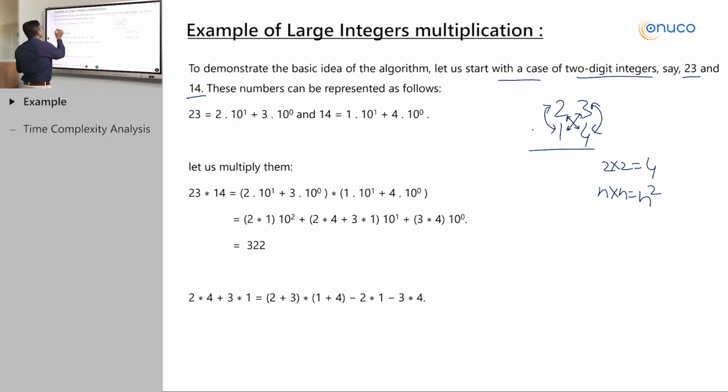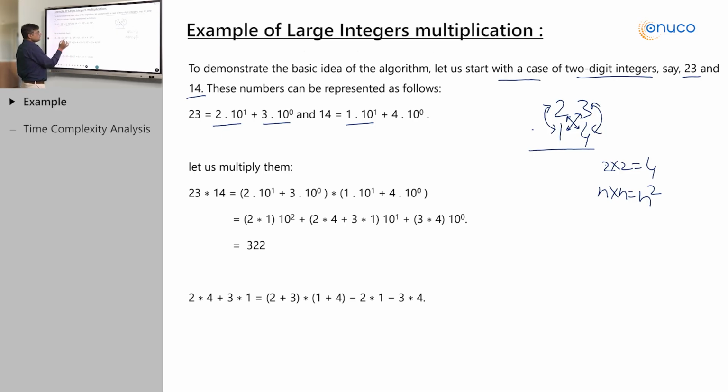How is it? This 23 can be written in tens place form: 3 into 10 power 0, plus 2 into 10 power 1. So 2 into 10 is 20, plus 3 into 1, that is 23. Similarly, 14 can be written as 1 into 10 power 1 and 4 into 10 power 0. If we add 10 plus 4, it is 14. Now, in regular natural multiplication, without using divide and conquer, how are you going to perform it?